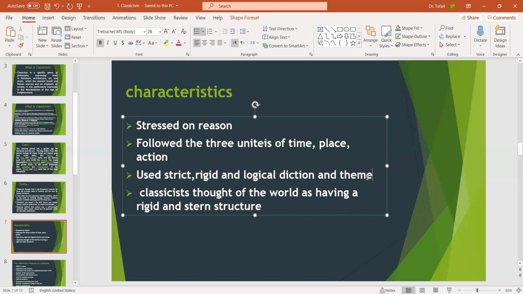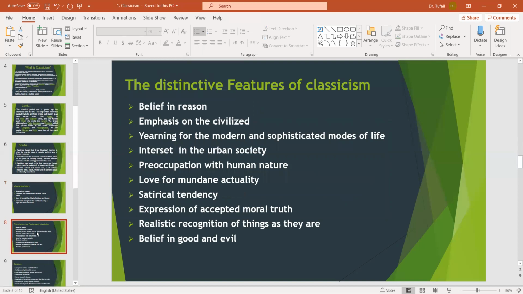These rules are important. As the rules are important to maintain the natural course of things in this entire cosmos, so they are necessary for human life. Human life could only be controlled with the help of these rules. So they moved forward. They believed in reason, they emphasized civilization, and there was modern life.